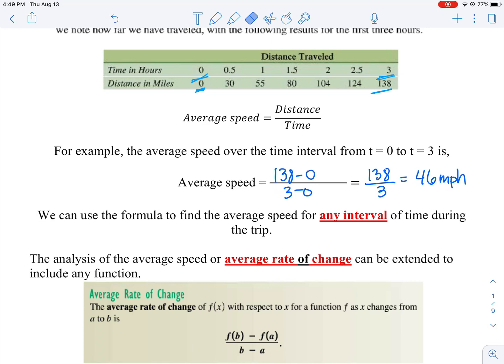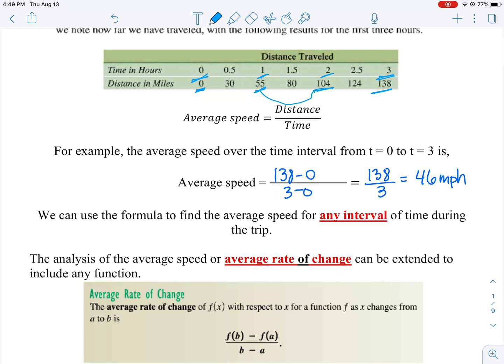Now we can actually use this formula to find the average rate of change for any interval, or average speed for any interval on the trip. We can use it if we wanted to figure out our average speed from 1 hour to 2 hours. We can figure out our distance traveled, 104 minus 55, over the time traveled, 2 hours minus 1 hour, or just 1 hour. If you've noticed, I'm really just doing a y2 minus y1 over x2 minus x1.